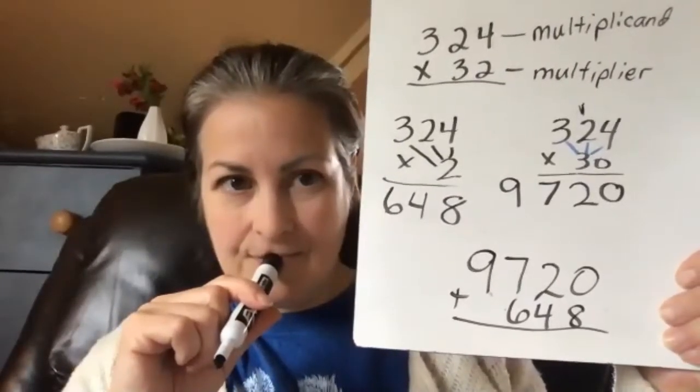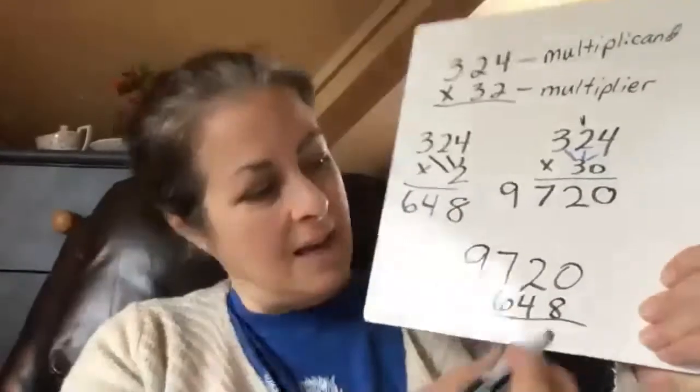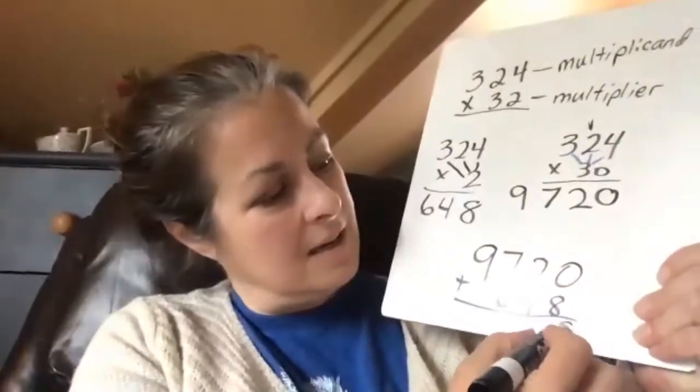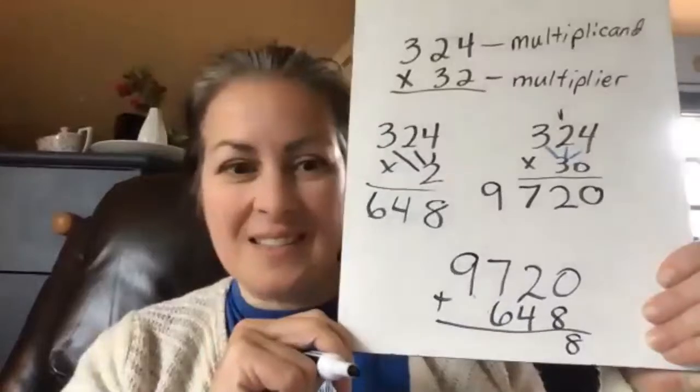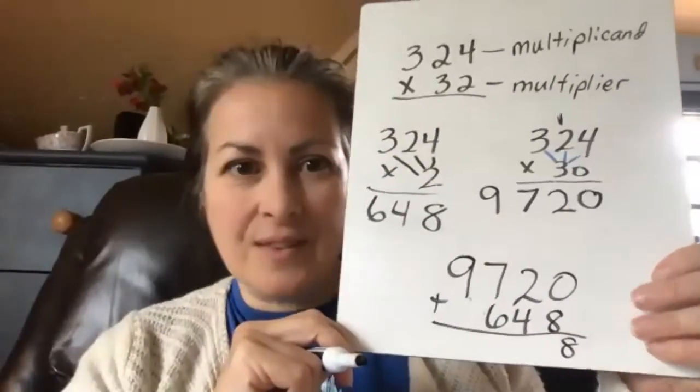You'd add the 8 to the 0. What does that equal? 8. Yeah. What do I do next? You add the 4 to the 2, which is 6. Yeah.